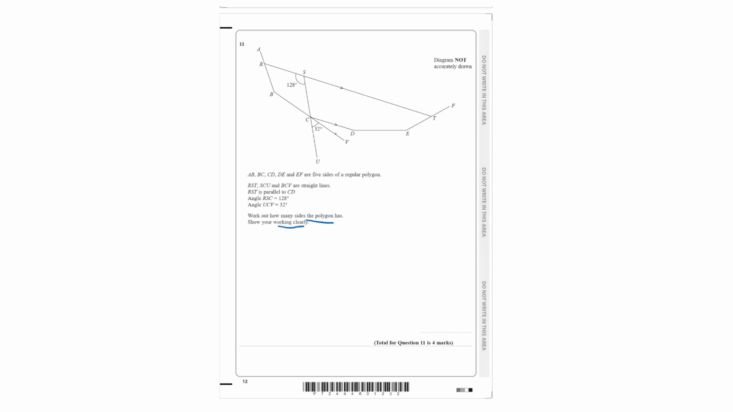Show your working clearly. In order to find the number of sides, we're going to find the sum of the interior angles first. I'll get to y in a minute. The sum of the interior angles is simply 180 times (n minus 2). But why are we trying to find the sum of the interior angles when we have to find the number of sides? Well, to find the sum of the interior angles, we have to input how many sides there are. So if we already know what the sum is, we can then find the number of sides.